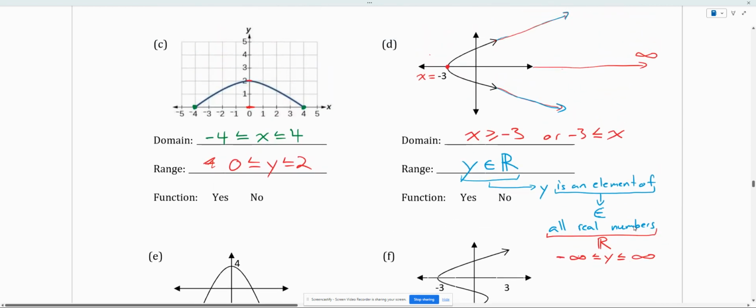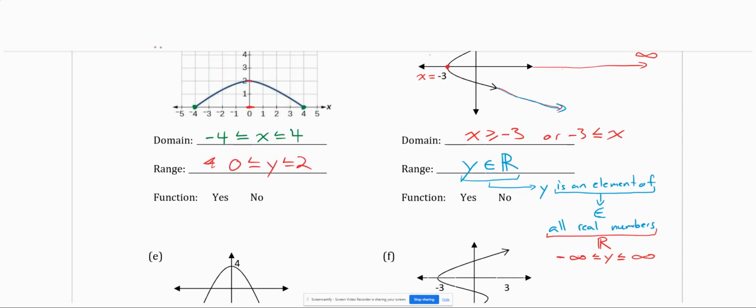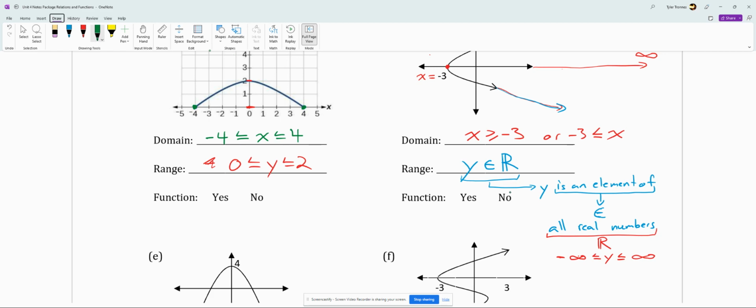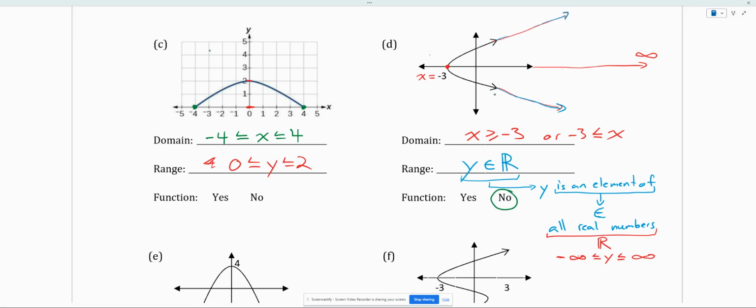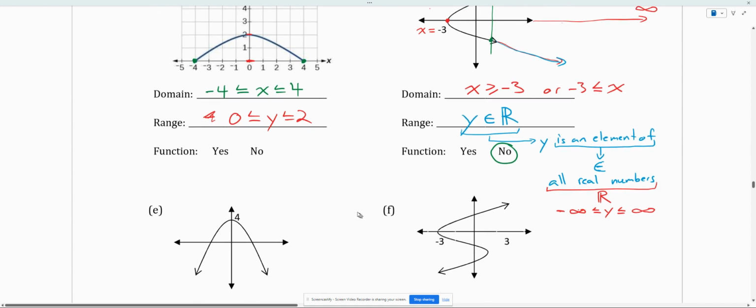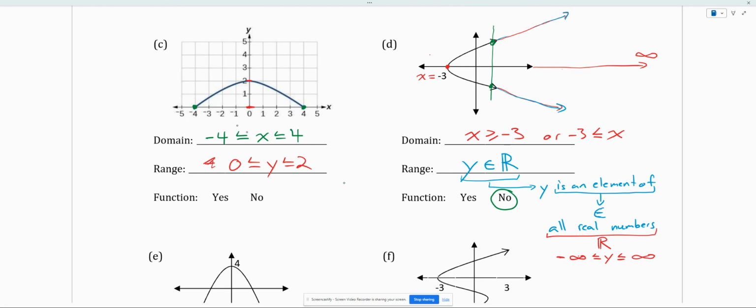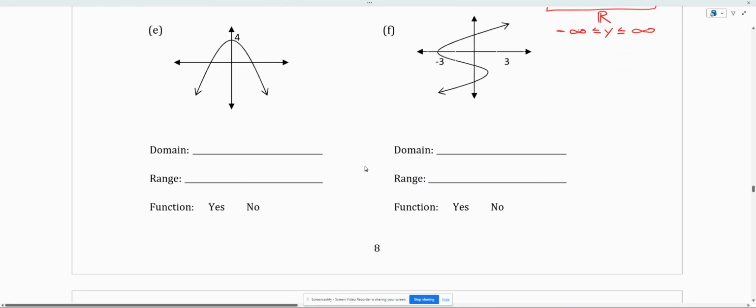And this is not a function. Forgot almost to mention that. This is not a function because it fails the vertical line test in all kinds of spots. It passes through 2 points. That's a problem. We don't have a function. It is only a relation. In the last one, it looks like I forgot to say that one is a function because it passes the vertical line test.